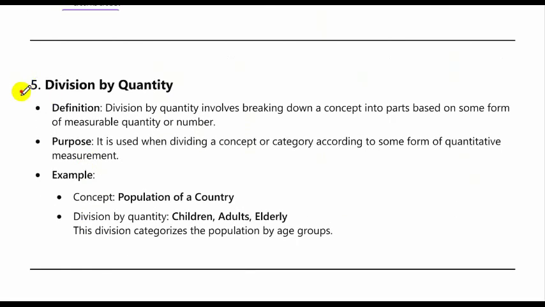Division by quantity. Division by quantity involves breaking down a concept into parts based on some form of measurable quantity or number. So when we are doing division by quantity, we are dividing it by some measurable quantity or number. It is used when dividing a concept or category according to some form of quantitative measurement. Example, population of a country. We can do a division by quantity in number of children, adults and elderlies. This division categorizes the population by age groups.